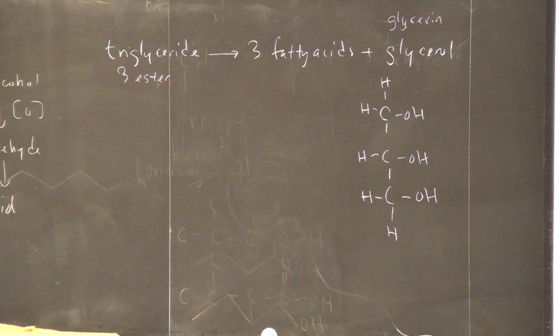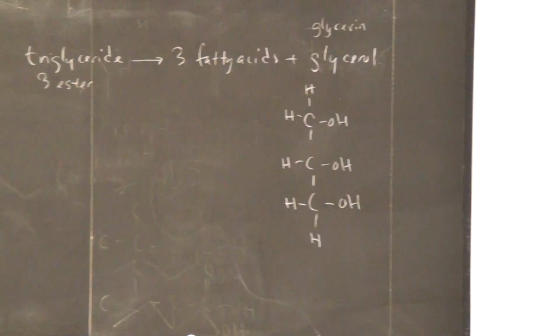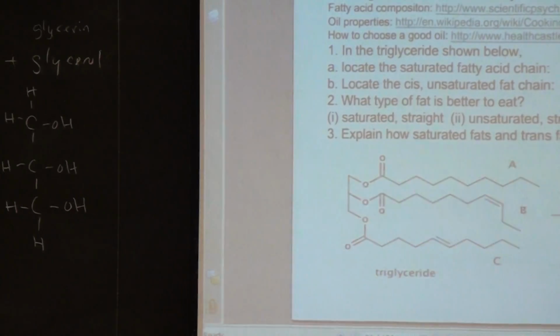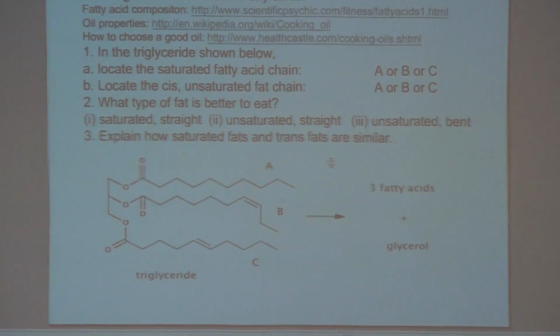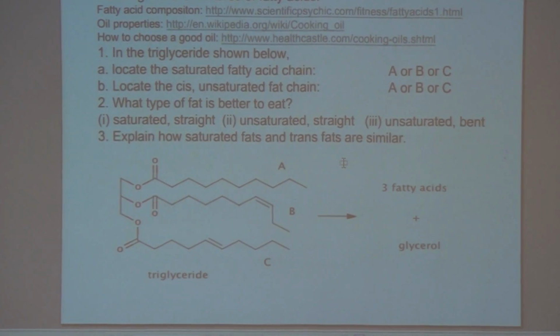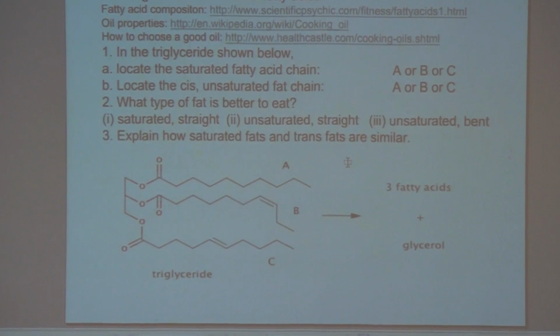Okay, so again we have this triglyceride, there's 3 ester functional groups, there's 3 chains. Fatty acid A, actually we'll call it chain A, B, and C. So in question 1A, locate the saturated fatty acid chain. Is it going to be A or B or C? So I'd like you to think about that for a minute. Once you come up with an answer, share your answer with the person next to you. Do you get the same answer?